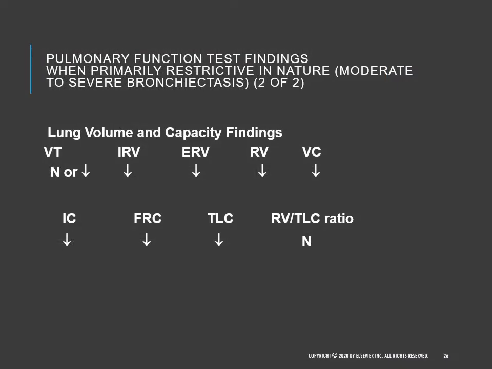Lung volume and capacity findings when the bronchiectasis is primarily restrictive in nature may all be diminished. The RV to TLC ratio may be normal.